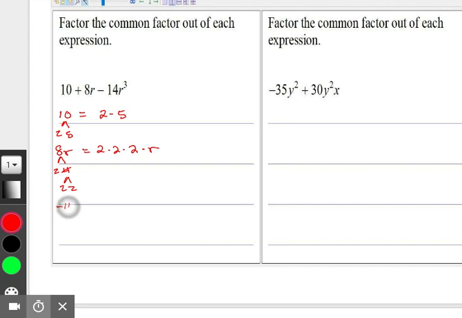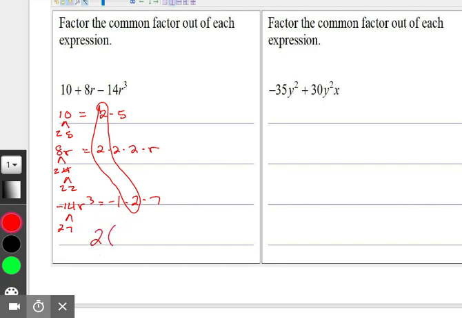The last one, the negative 14r to the third. Get the negative out of there. 14 is 2 times 7. So I have a 2 and a 7. And I look for what's in common. They have a 2 in common. And that is it. So my greatest common factor is 2.